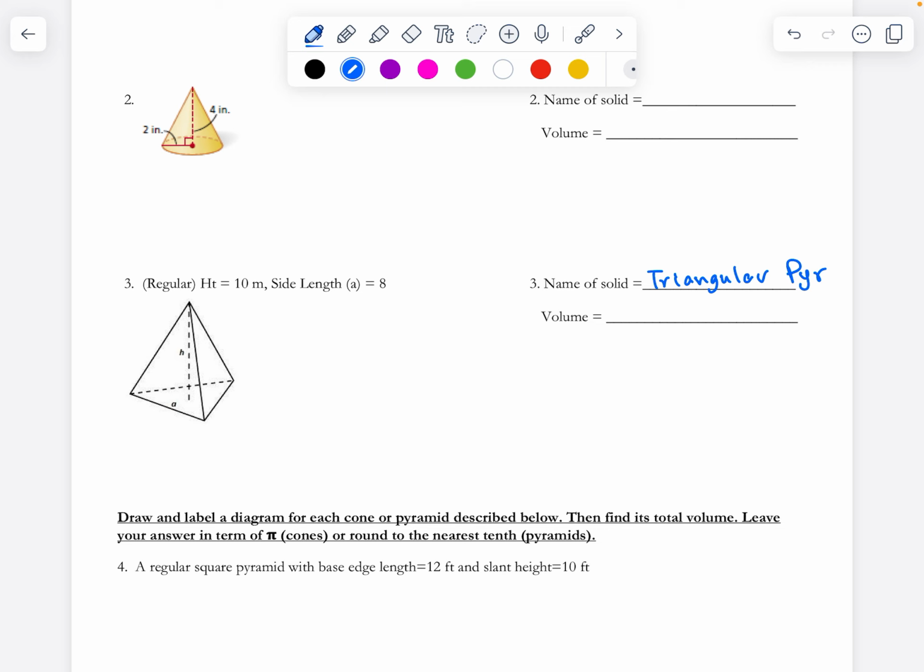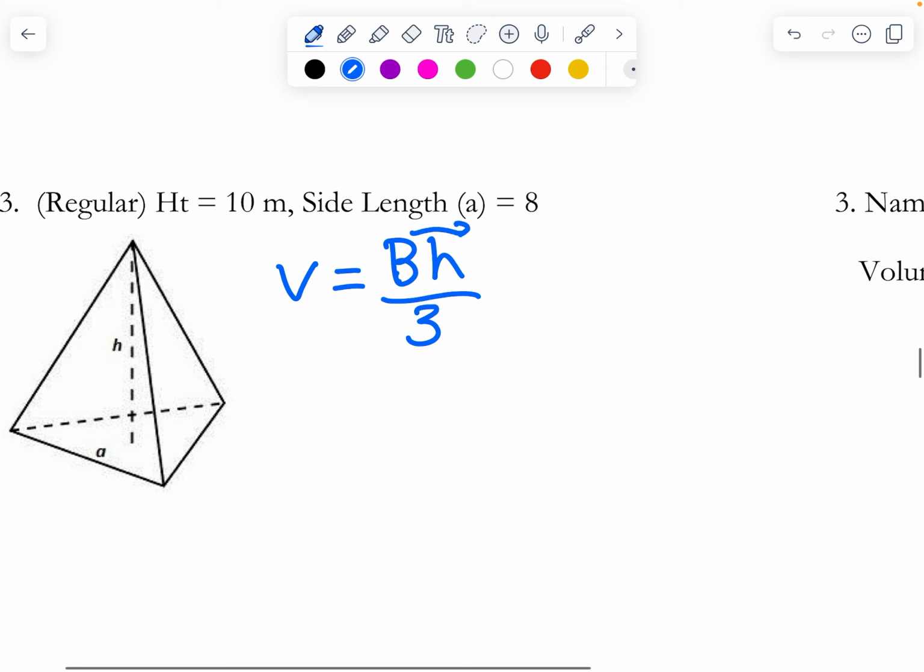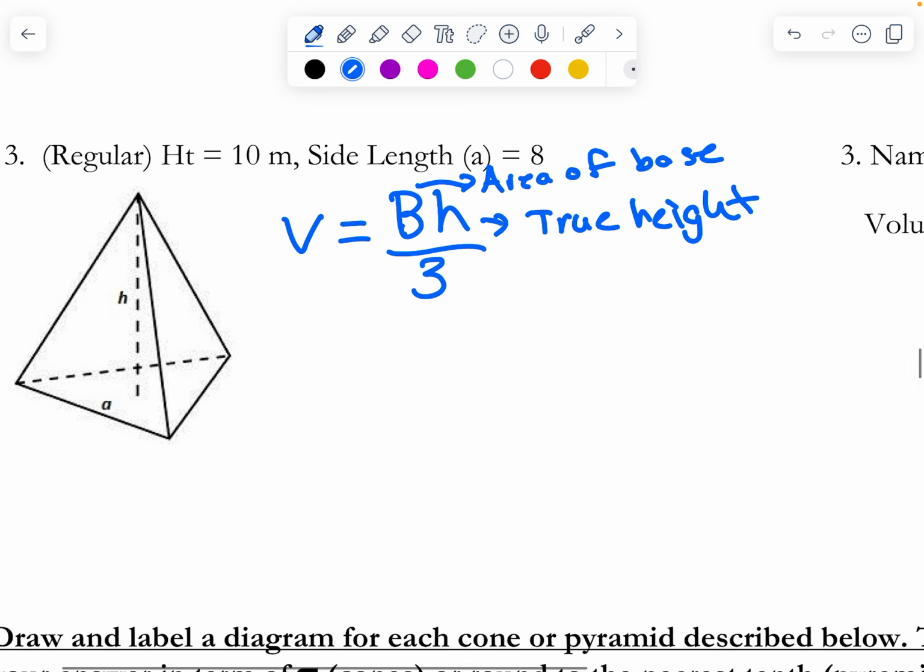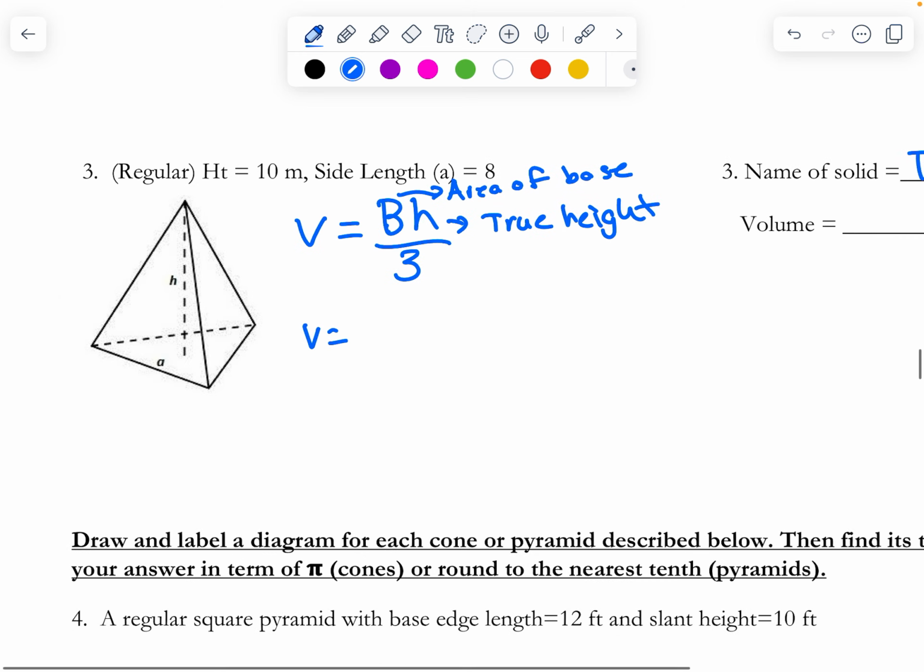If you remember, the volume equation for a pyramid is base times height divided by 3. And height, this is true height. And base is the area of the base. So this is the base, or area of base. And then the height is the true height, not the slant height. Some people call it the vertical height. I just like to call it the true height. I think it sounds nicer. But let's go ahead and see if we can figure this out.